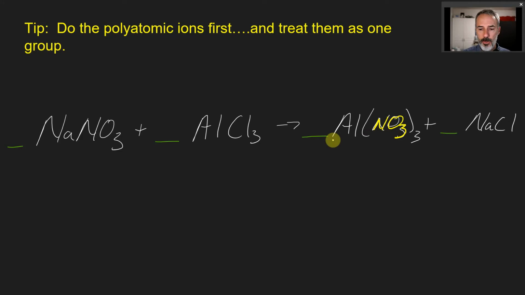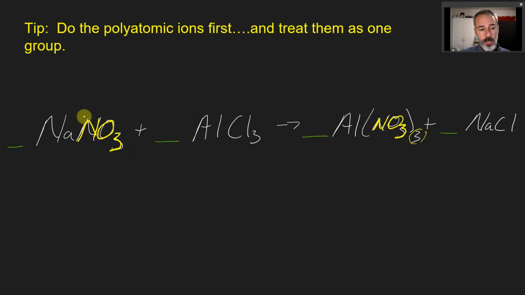Do you see NO3 is nitrate? Here's NO3 over here as well. Now, do you see that there are 3 nitrates? Well, over here, there's only 1 nitrate, right? That 3 doesn't mean there's 3 nitrates because nitrate is NO3. That thing is a group.